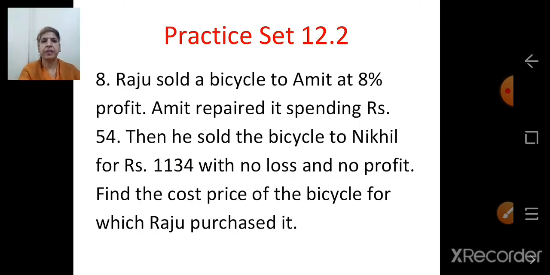8th question. Raju sold a bicycle to Amit at 8% profit. Amit repaired it spending rupees 54. Then he sold the bicycle to Nikhil for rupees 1134 with no loss and no profit. Find the cost price of the bicycle for which Raju purchased it.